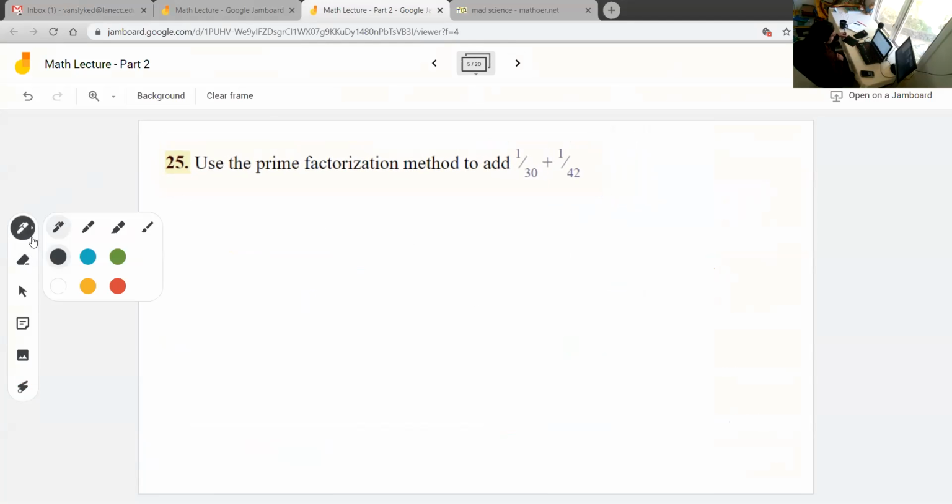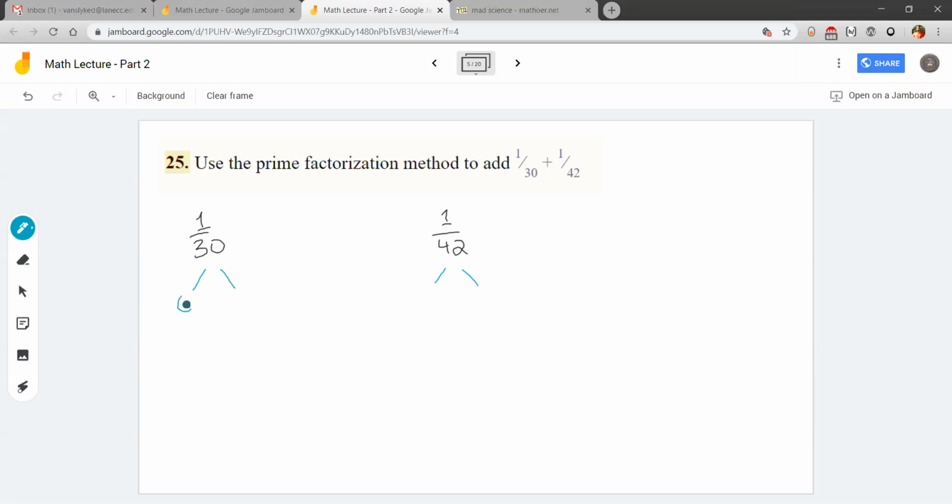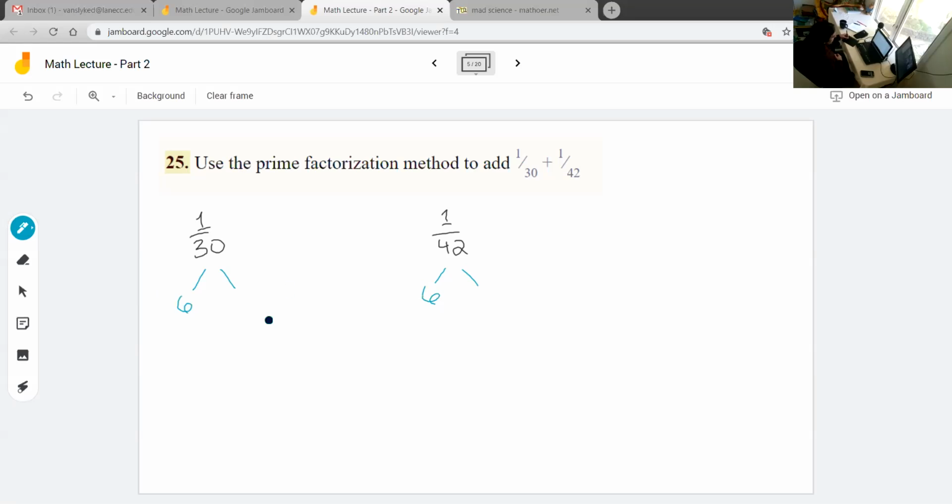Okay, so without all the talking as much, let's see if this works now. So we have 1/30th and we have 1/42. What's the number in common? Is it 6? 6. 6 is the biggest thing they have in common. Everyone see how Justin got that?